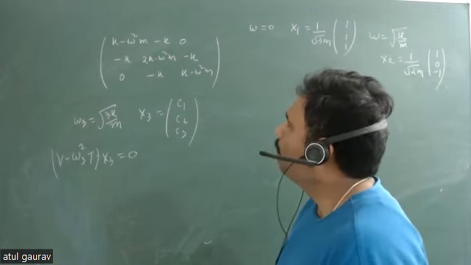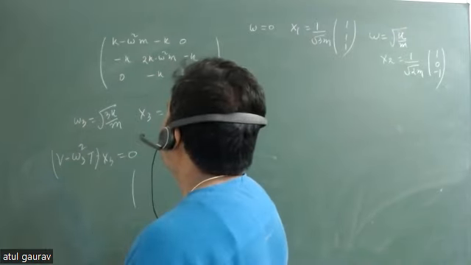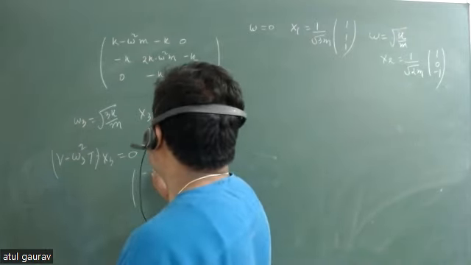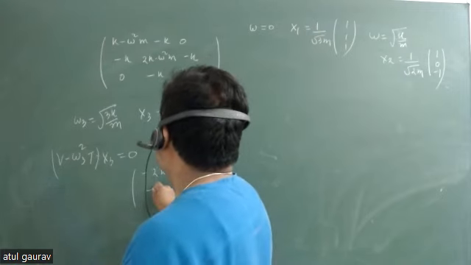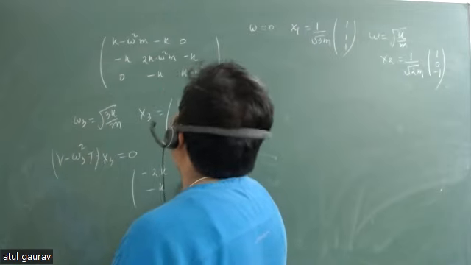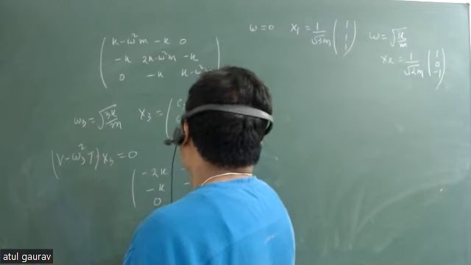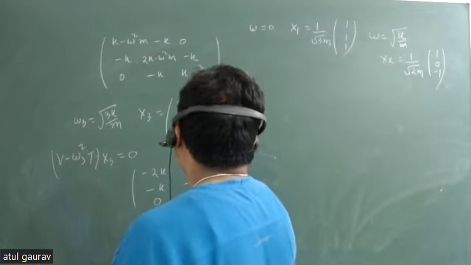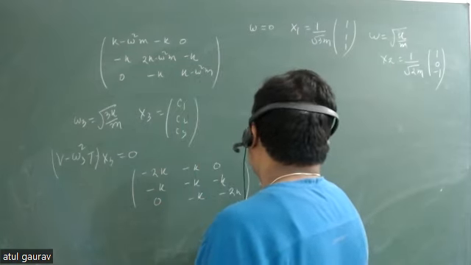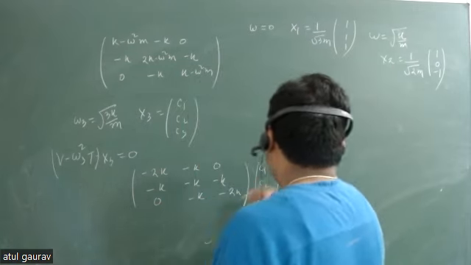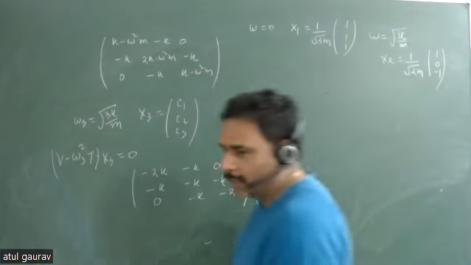First term is minus 2k. Second term is minus k, 0, minus k. Minus k, minus k, 0. Minus k. That value is minus 2k. And here we have c1, c2, c3. And that value is equal to 0. So now, what will be next one?